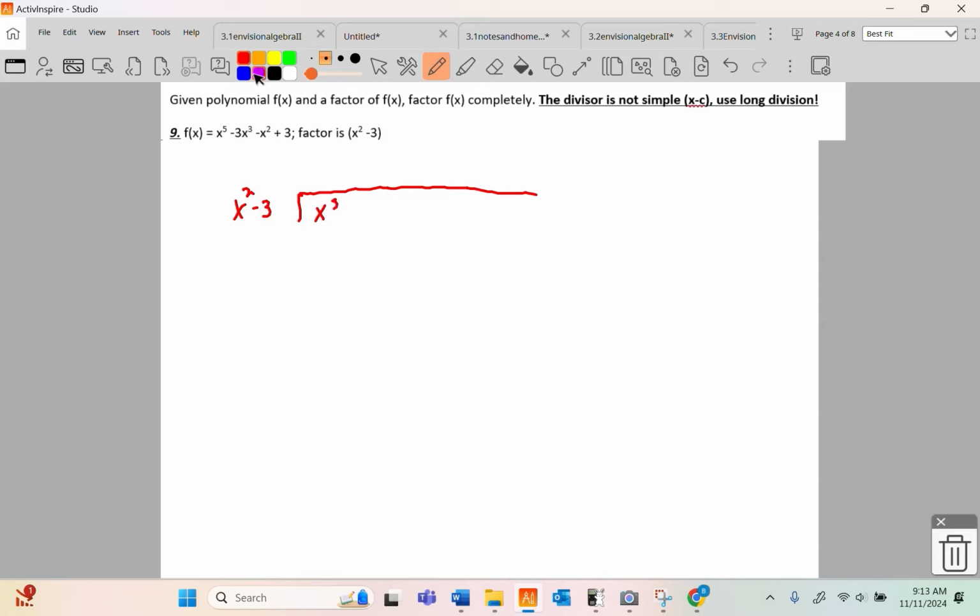x to the 5th plus 0x to the 4th, you need your placeholder, minus 3x cubed minus x squared plus 3. Now, to turn an x squared into an x to the 5th, I'm going to need an x cubed. Then I invoke the distributive property, x to the 5th minus 3x cubed. I'm going to wrap before I subtract. If you don't wrap, you'll have lots of problems in this life.